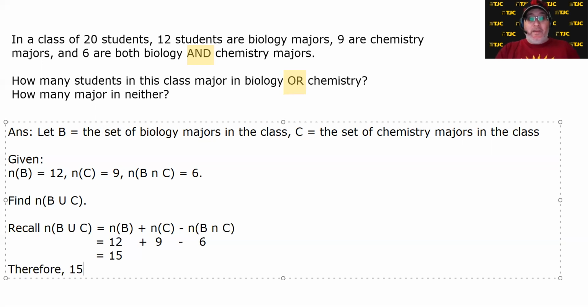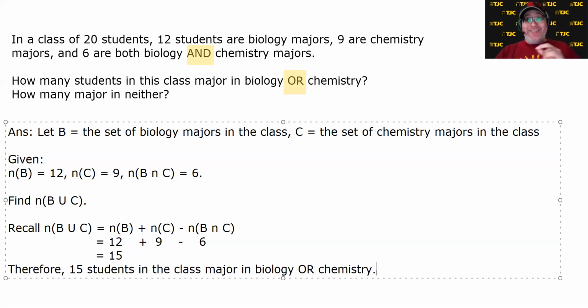Therefore, 15 students in the class major in biology or chemistry. I do want to remind you that the "or" in this context is the inclusive or. So when it says biology or chemistry, it really means biology or chemistry or possibly both. So at this point, we've answered the first question, how many students in this class major in biology or chemistry? But the follow-up question, how many major in neither?